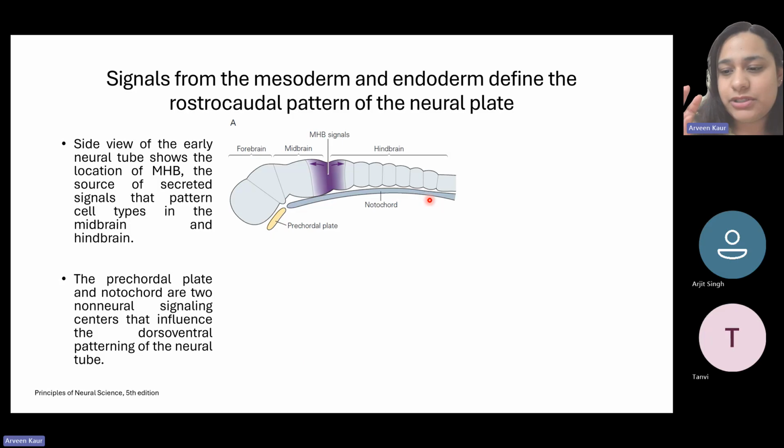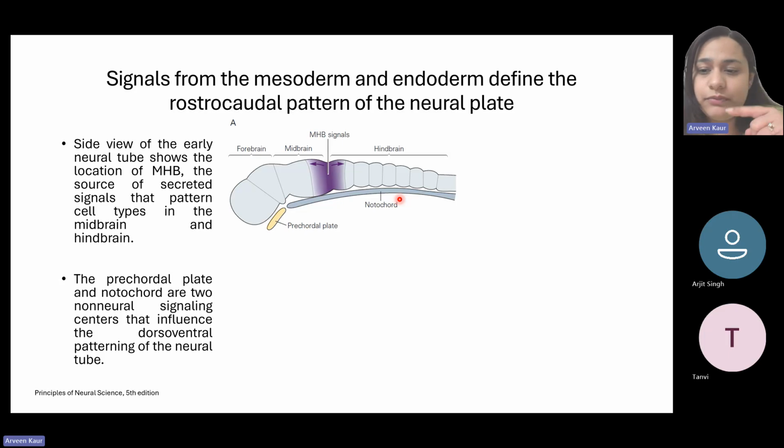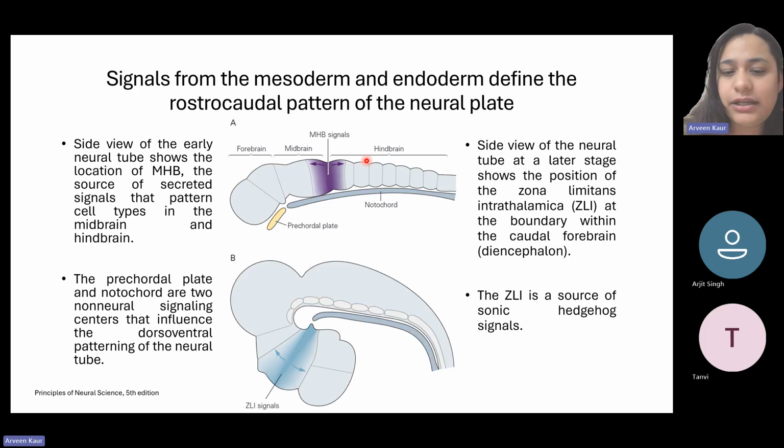So that was still a part of the ectoderm, right? But just below this, we saw that below the neural tube, we had seen prior to this, was a notochord that was present. Notochord is mesodermal in origin, right? So there are signals from mesoderm such as the notochord and endoderm such as the precaudal plate, which will also affect the rostrocaudal patterning of the neural plate, right?